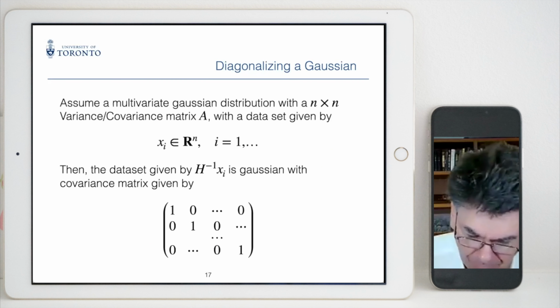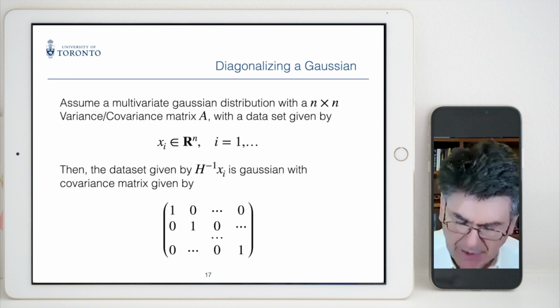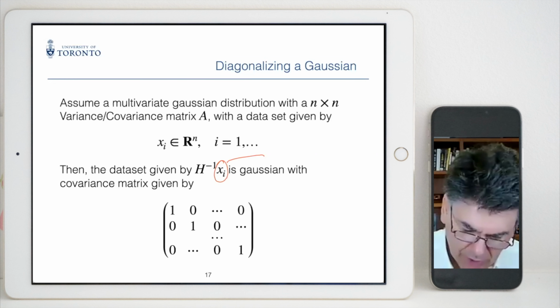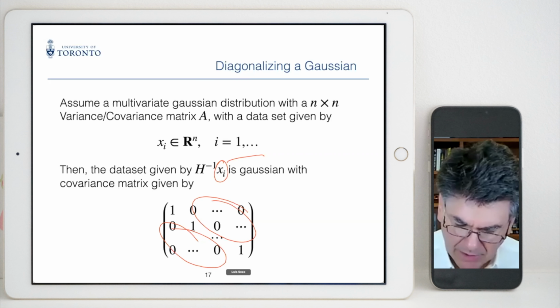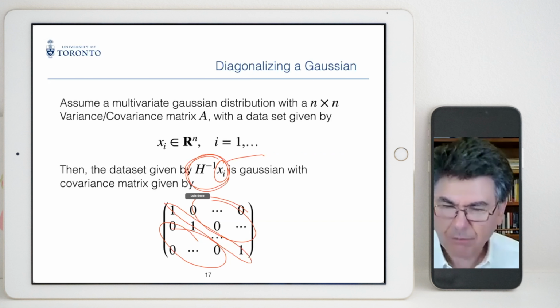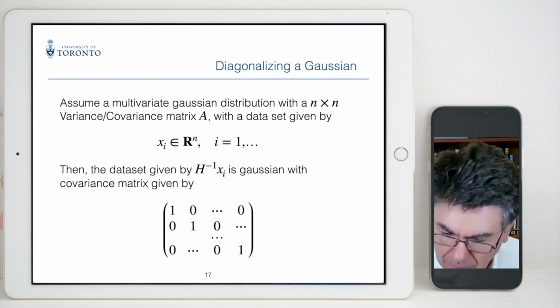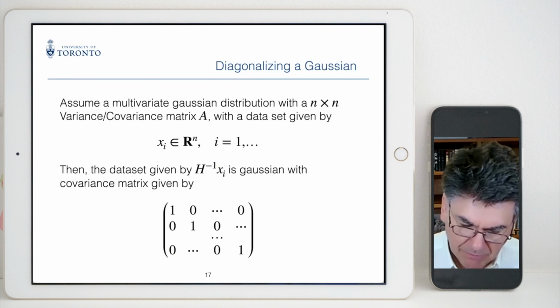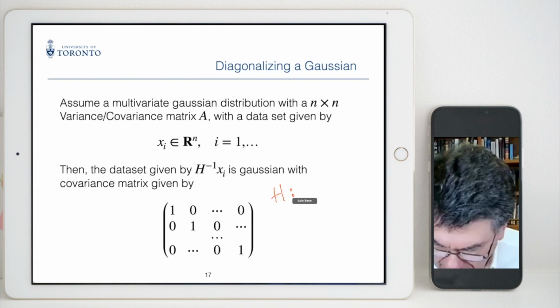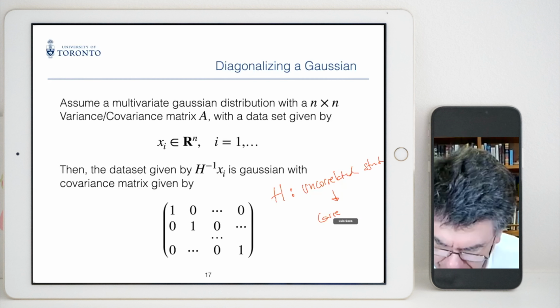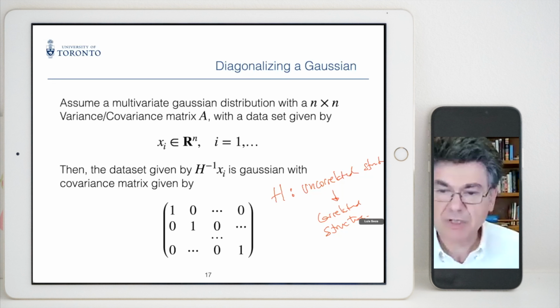I have the theorem here. If I take a sample xi, which is Gaussian with 0 correlations, as we have here, and 1 standard deviations, then the Cholesky decomposition will map this Gaussian into my Gaussian with my variance covariance matrix H. You see, the Cholesky decomposition maps an uncorrelated structure into a correlated structure. That's what the Cholesky decomposition does.